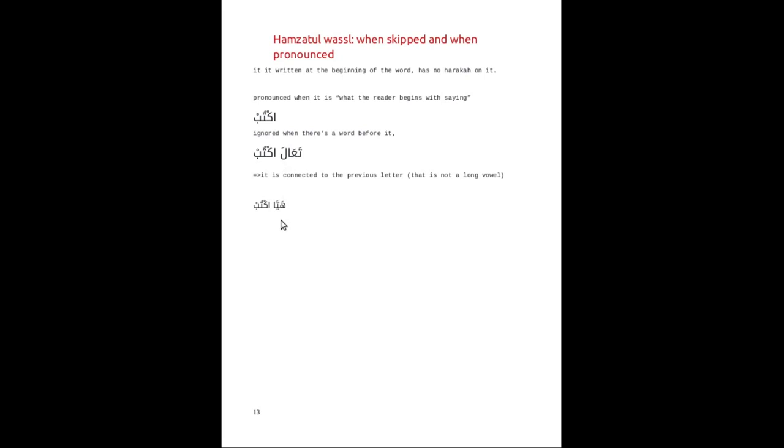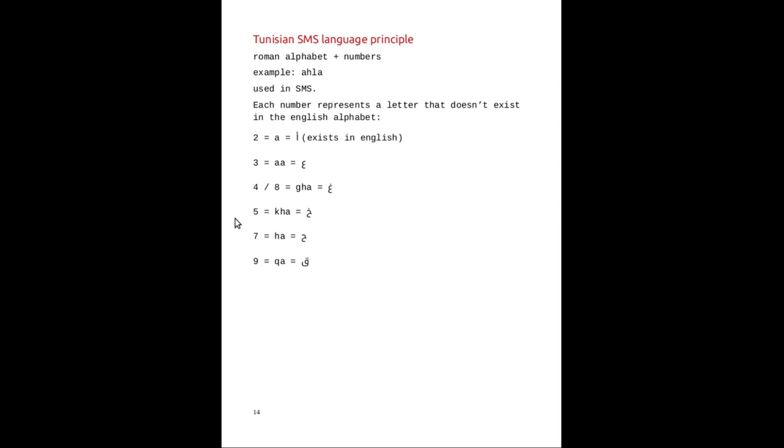So we have an exception here. You will see this Hamzatul Wasl here, and you will see this letter before it, and you will say to me, we did not begin our speech with this letter, so we're going to link this letter with this letter. And actually, this letter is a vowel. So what we will do is to ignore it as well and move on to the previous one. So instead of saying hayya uktub, I will say hayya, I'm stopping here, hayya, not here, and then move on to this letter. Hayyaktub. Cool.